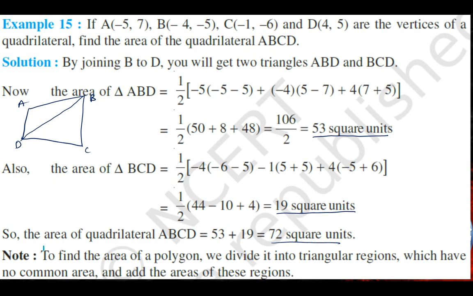An important note is given over here. To find the area of polygon. Polygon means it has many sides. We divide it into triangular regions which have no common area and add those regions. Now understand the meaning of this. Suppose I am given a shape like this and they say find the area of this. So this is a polygon. To find its area, suppose you are given its name, this is A, B, C, D and E. And you want to find the area.